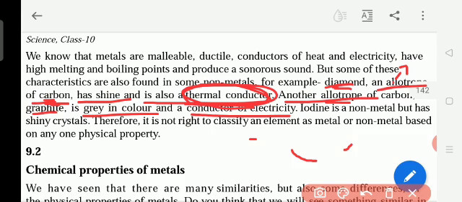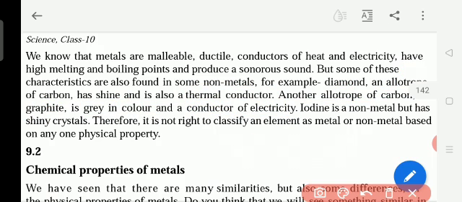Conduct means what? Transferring heat. Okay. When we keep the dish on the gas, the aluminium dish conducts the heat. That means when it heats up at the bottom, the heat slowly spreads to the whole dish. This is the conduction of heat. Another allotrope of carbon is graphite. Graphite can be used as a conductor of electricity. Actually, metals only conduct the electricity, na?